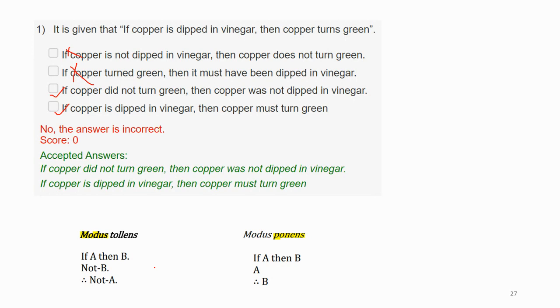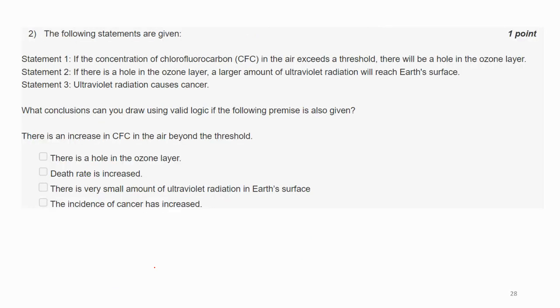So this is clear. I think last time some of you had doubt about this question. I think it is clear now, right? If you apply the logic of modus tollens and modus ponens, this will be pretty much clear. Now coming to the second one, the following statements are given.